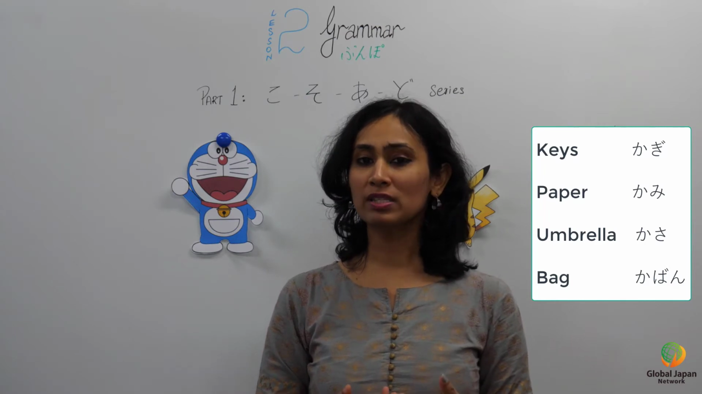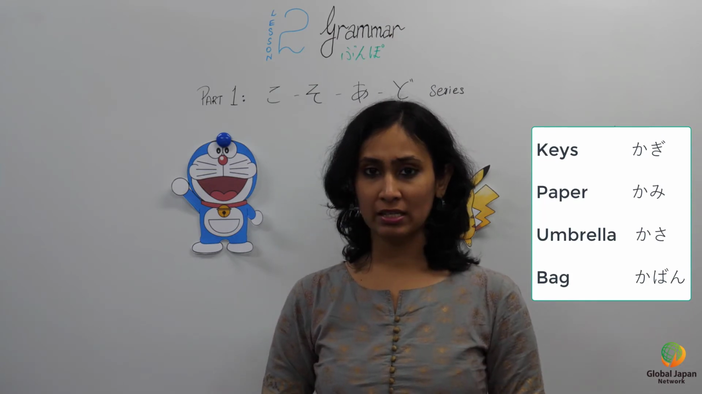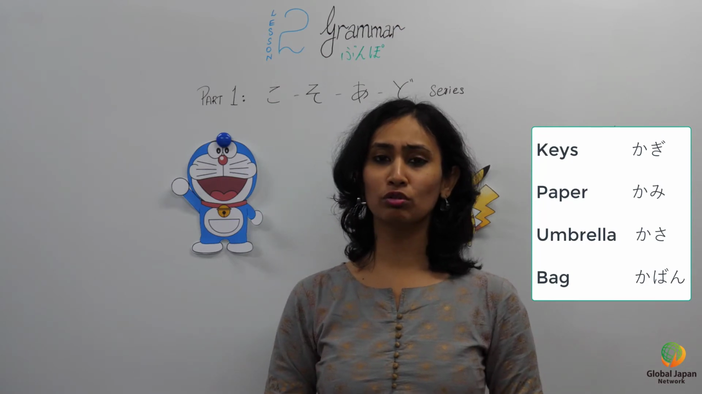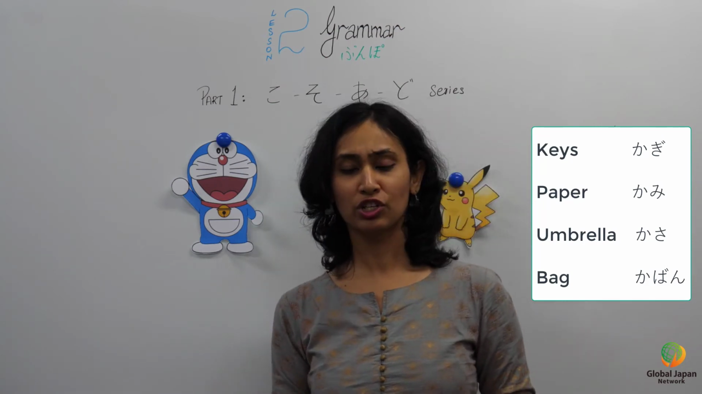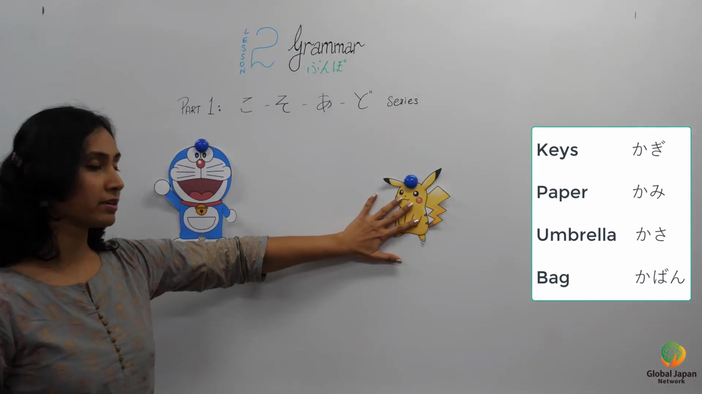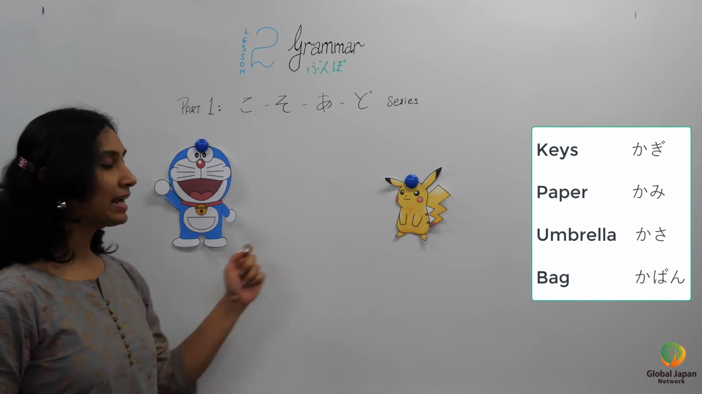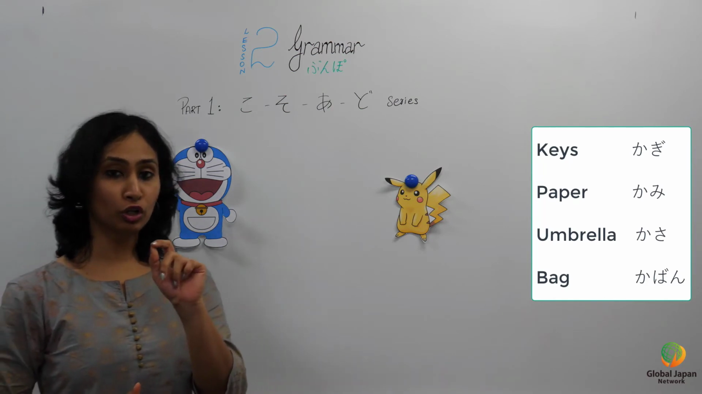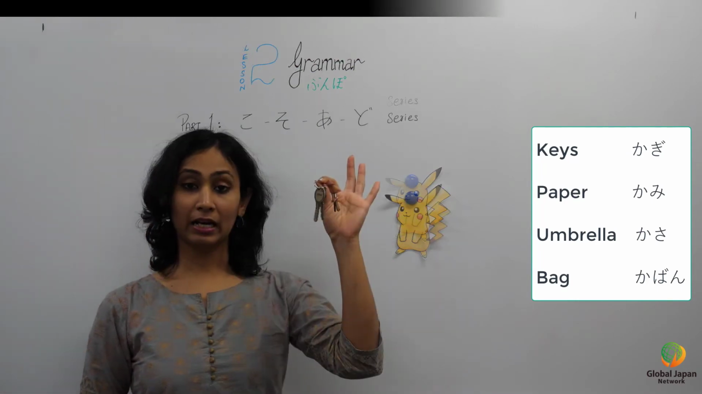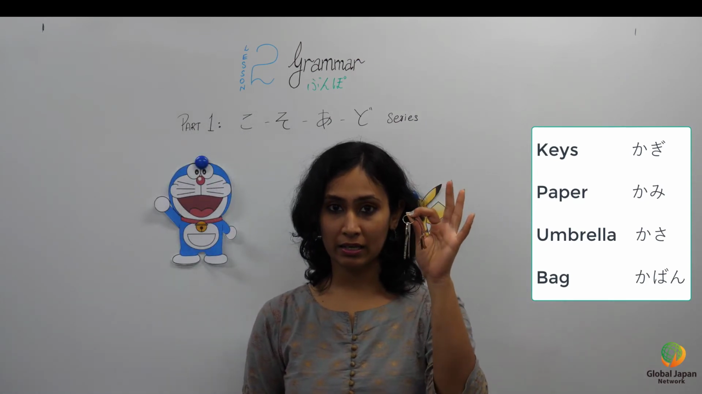Activity time. So we have seen kore, sore, are application part of it. Time to use that knowledge and do some small activity. I will show you some objects, tell you what they are called in Japanese, and I would ask you to frame either a sentence or a question using that object. This person will be me and this person will be you. So I will show you the object, place it in any place, and I want you to tell me the sentence for that object. Kagi. Keys, the word is kagi.